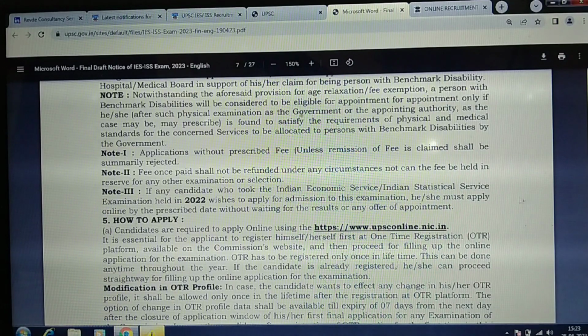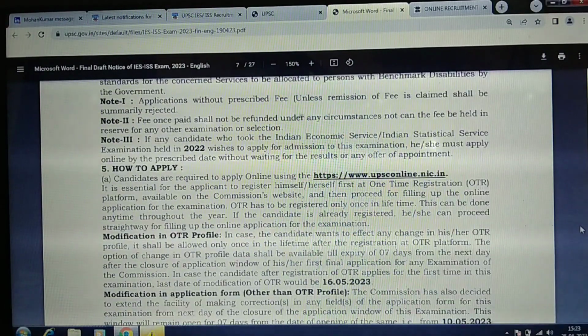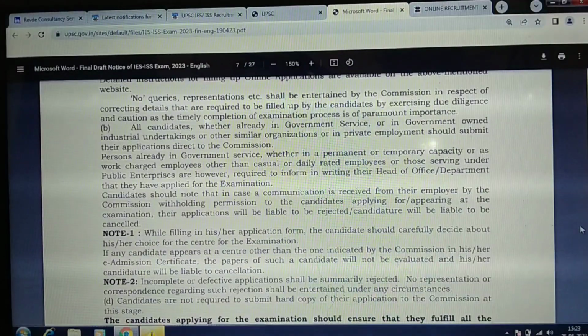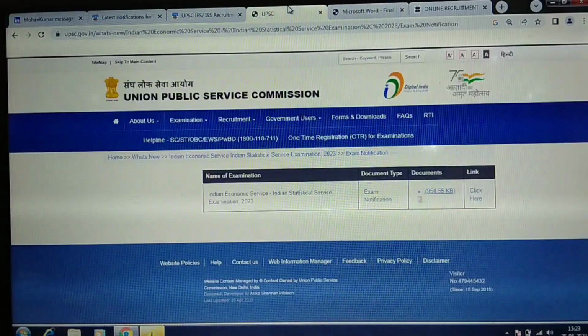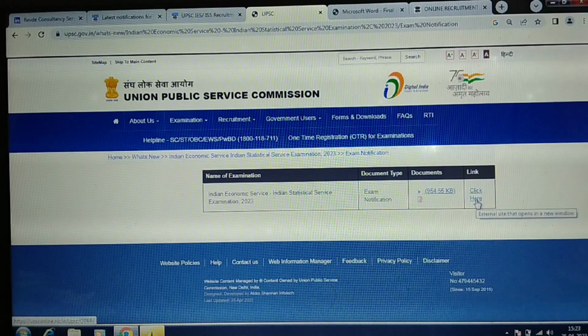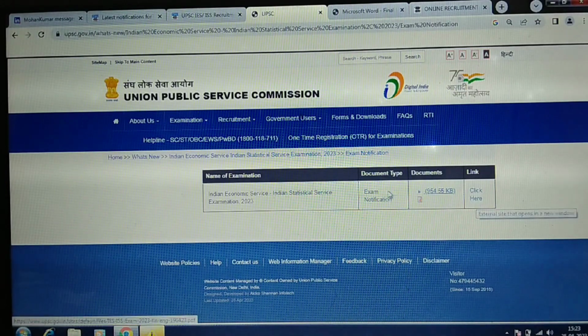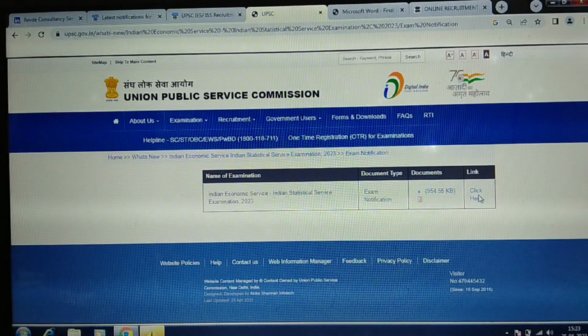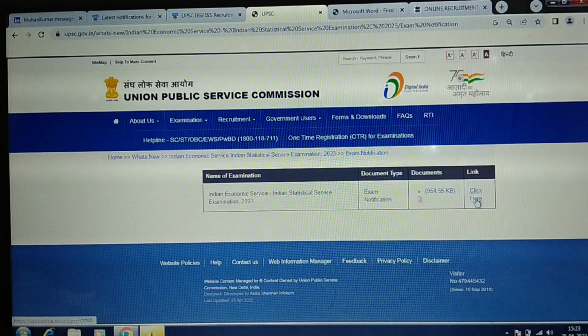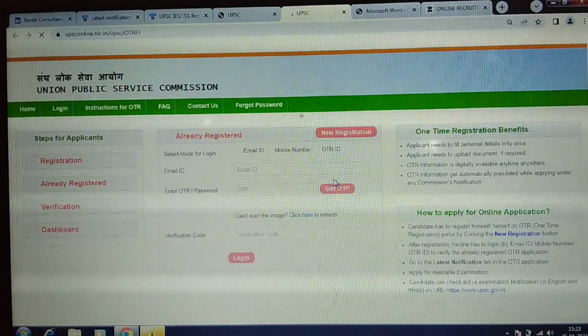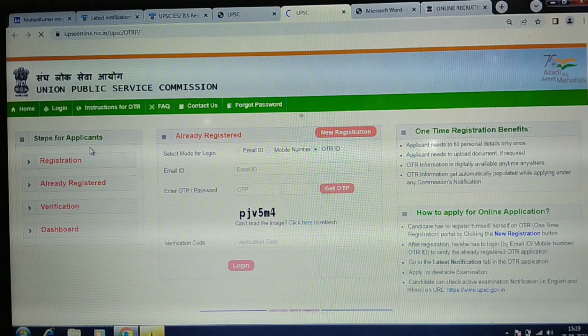Now, how to apply. If you want to apply for the Indian Economic Service and Indian Statistical Service, you can go to www.upsconline.nic.in. Then you have to go to the apply here option. Let me check the application. Here you can click on the click here option. After clicking on the click here option, it will be available.